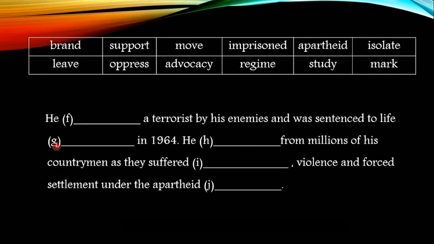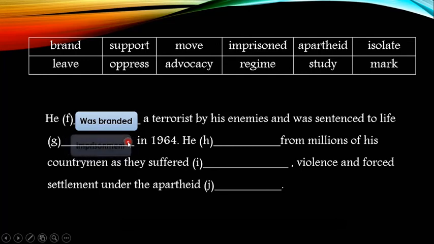Next we have, he dashed a terrorist by his enemies and was sentenced to life dash in 1964. He was not a terrorist, but he was given the title, or he was branded a terrorist by his enemies, not by the common South Africans, but by his enemies, and was sentenced to life dash. Life what? In 1964, he was imprisoned. So, imprisoned is the option.